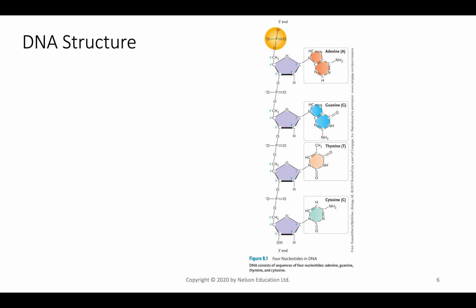And on top of that, you might not be able to see this, but A can only form 2 sets of hydrogen bonds, here and here. Thymine can also form 2 sets of hydrogen bonds. Guanine can form 3, 1, 2, and 3, and so can cytosine, 1, 2, and 3.